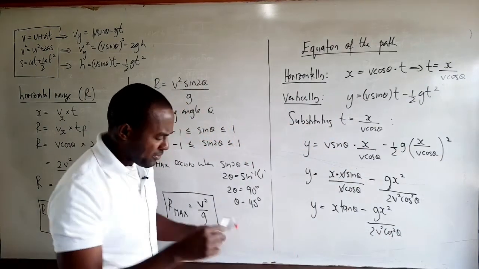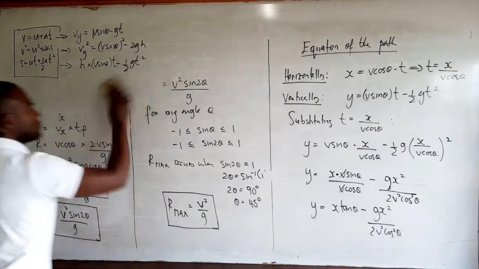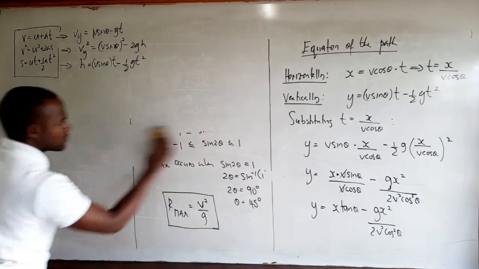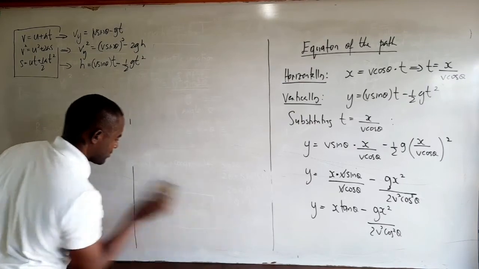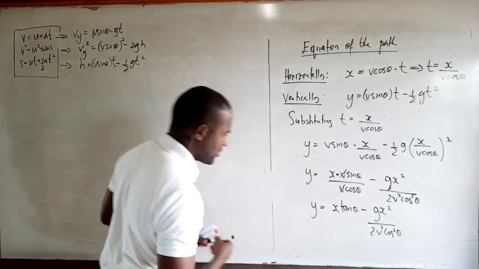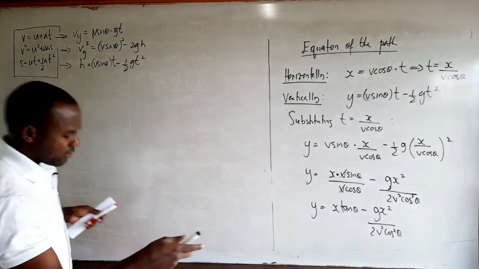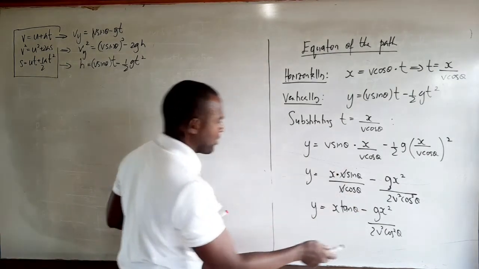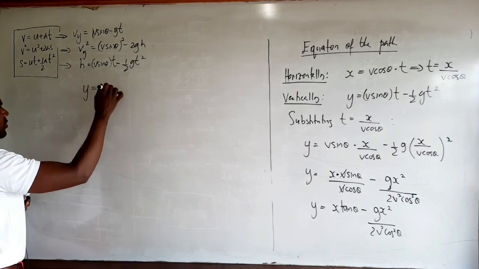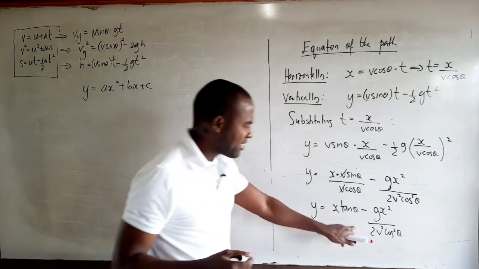Now we could proceed a little bit further with that equation. Most books do. We must bear in mind that we're basically deriving the equation of the path. And we must bear in mind that the equation of a quadratic is of the form y equals ax squared plus bx plus c. So basically we want to get it in that form.